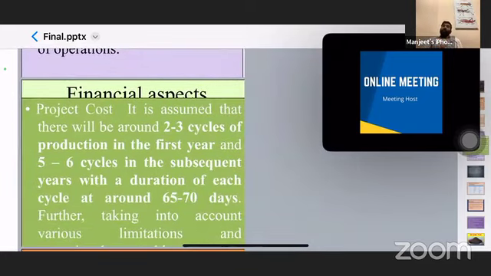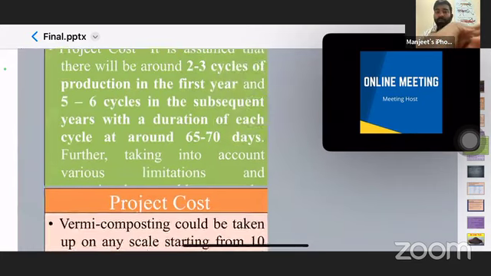So the financial aspect, the project cost. It is assumed that there are around 2 to 3 production cycles in the first year and 5 to 6 cycles in the subsequent years, with the duration of each cycle around 65 to 70 days. So this is the overall assumed outcome of the project. Further, taking into account various limitations and operational problems, the capacity utilization is assumed at 50% in the first year and 90% from the second year onwards. So next is the project cost.